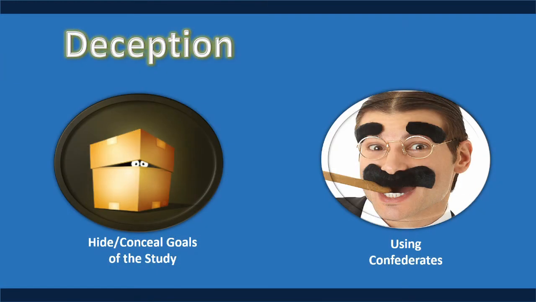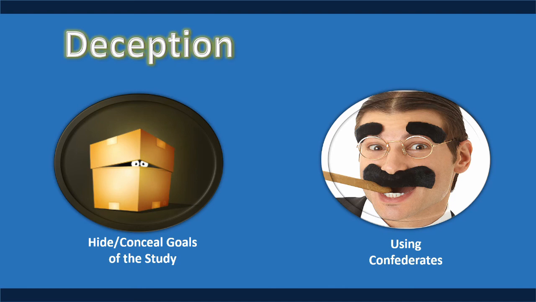One last point about ethics in research is that deception is sometimes used by the researcher to maintain the integrity of the research topic. How is deception used? Sometimes the researcher will withhold the actual goals of the study. So instead of saying, this is a study attempting to link television use with loneliness, they might instead say something like, this is a media study.